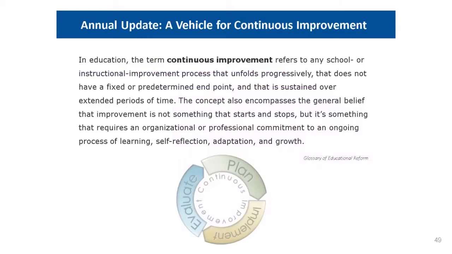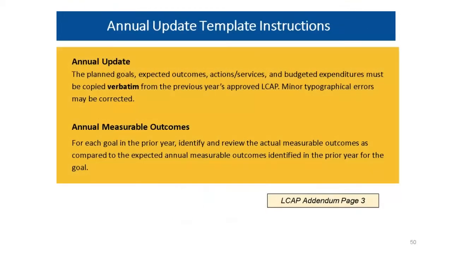As you can see from this definition, continuous improvement is an ongoing process that is sustained over time. The annual update plays a key role in that process. The instructions make it clear that the planned actions and services must be copied verbatim from the prior year's LCAP. Any changes in implementation are reflected in the actual outcomes, actions, and services and expenditures. They also make it clear that the actual outcomes must be reported for each planned expected outcome.